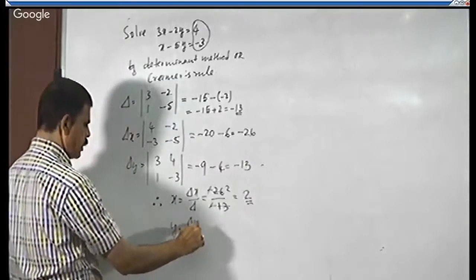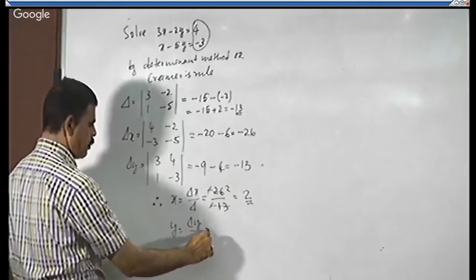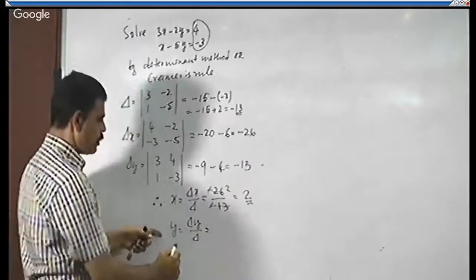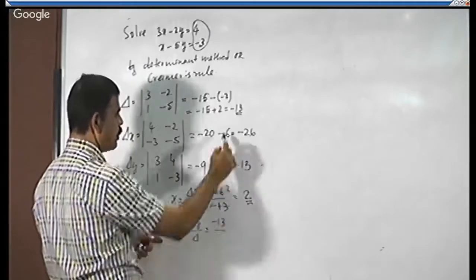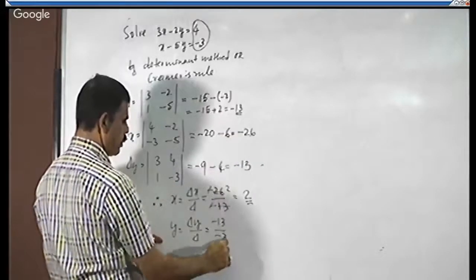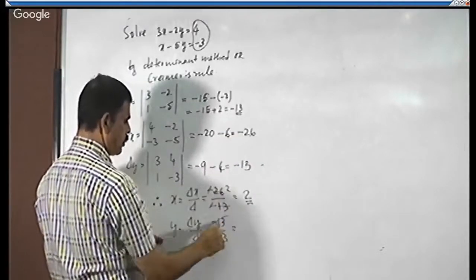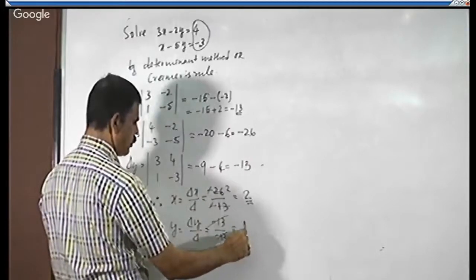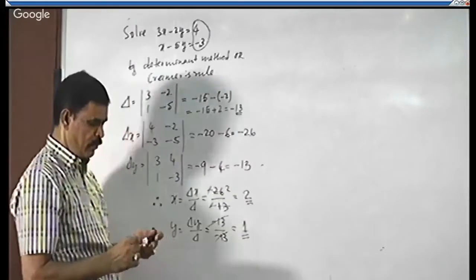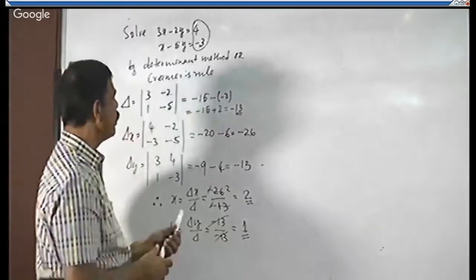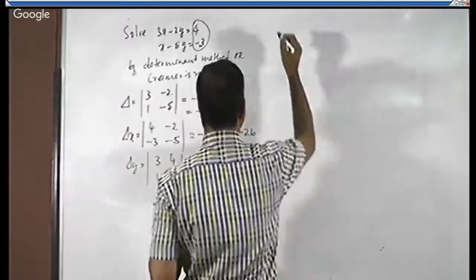Then y is equal to what? Delta y divided by delta. What is delta y? Delta y is equal to minus 13. Delta is equal to minus 13. Then minus 13 cancel. Answer is what? 1. This is the procedure we have to follow. Right? Take one more problem, different type.